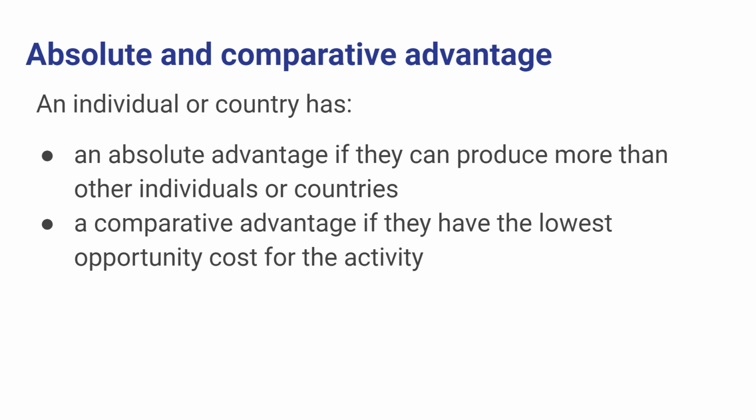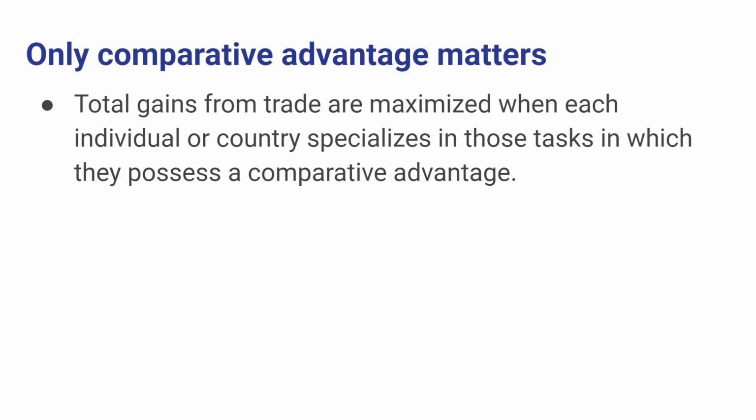You have a comparative advantage if the opportunity cost of you doing that activity is less than it is for other people. Ultimately, as David Ricardo showed in the middle of the 1800s, only comparative advantage matters in terms of where people should specialize. In particular, he showed that the total gains from trade are maximized if each individual country specializes in those activities or those tasks in which they possess a comparative advantage.